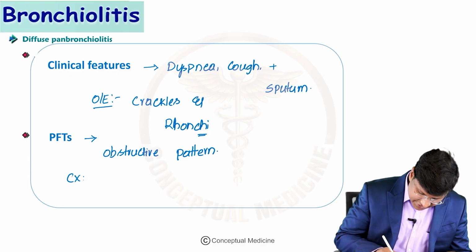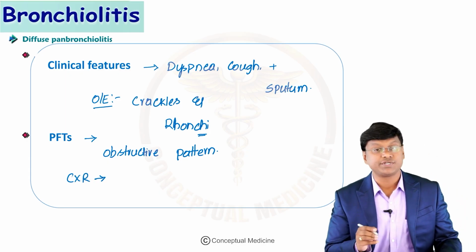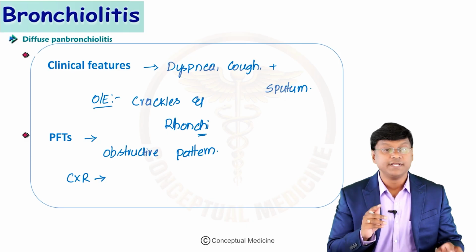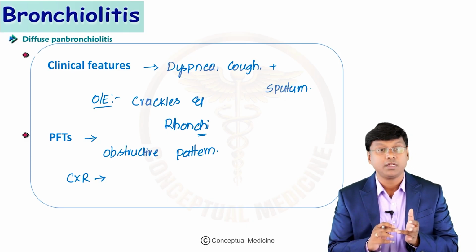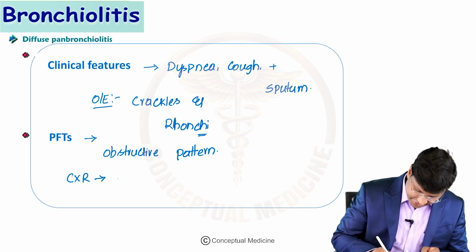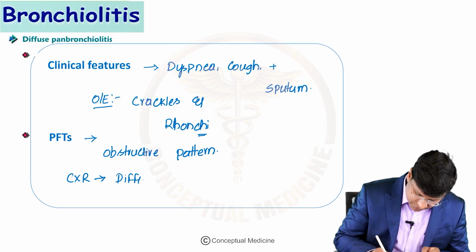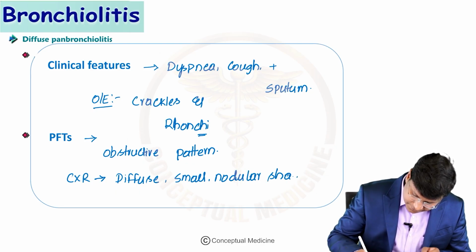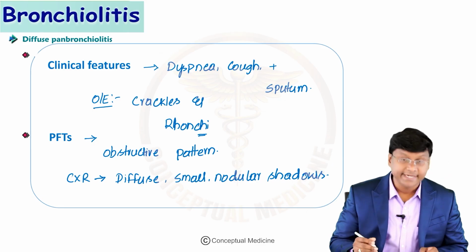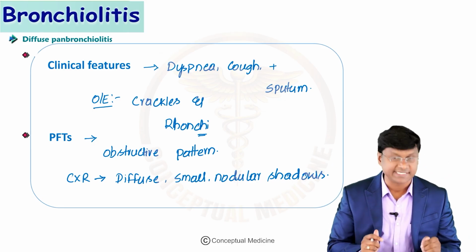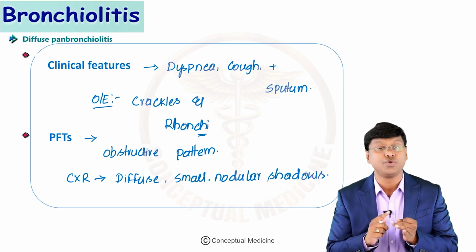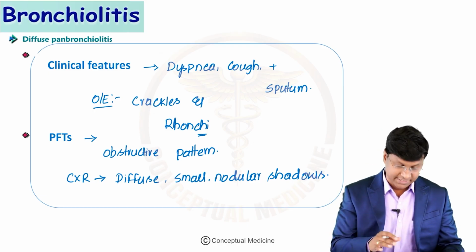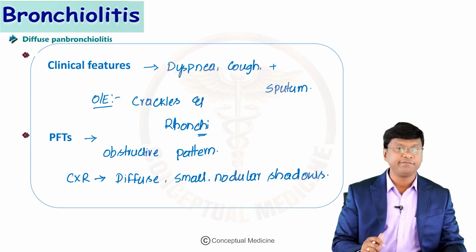And if you see the chest x-ray, it shows a distinct pattern of diffuse small nodular shadows with hyperinflation. That is what you will observe in case of diffuse panbronchiolitis.